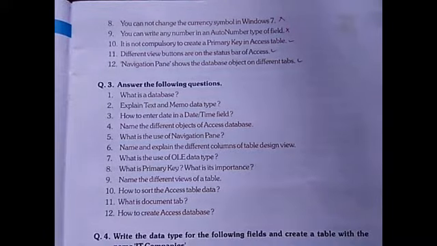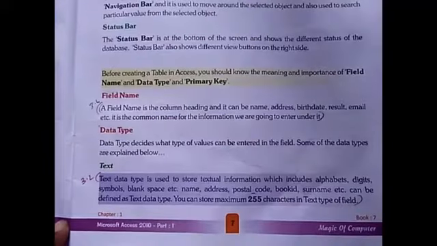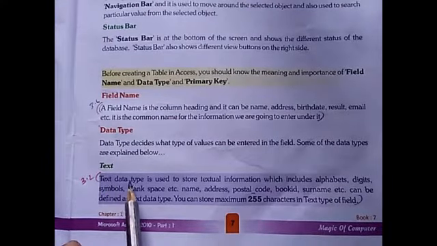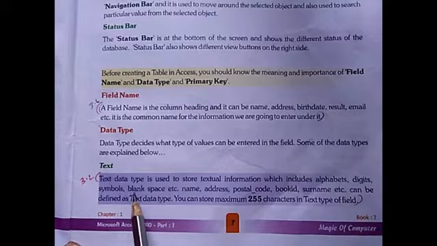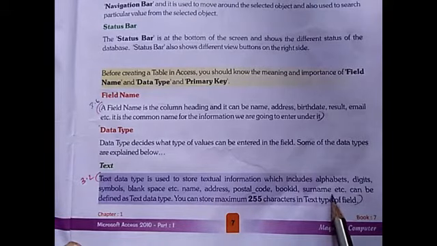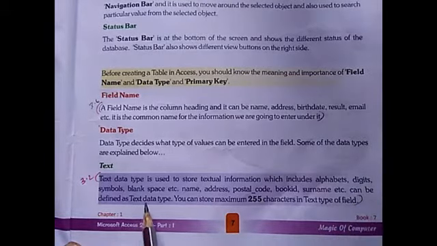Next, question number 2. Explain text and memo data type. Text data type is used to store textual information which includes alphabets, digits, symbols, blank space, etc. Name, address, postal code, book ID, surname, etc. can be defined as text data type. You can store maximum 255 characters in text data type of field.